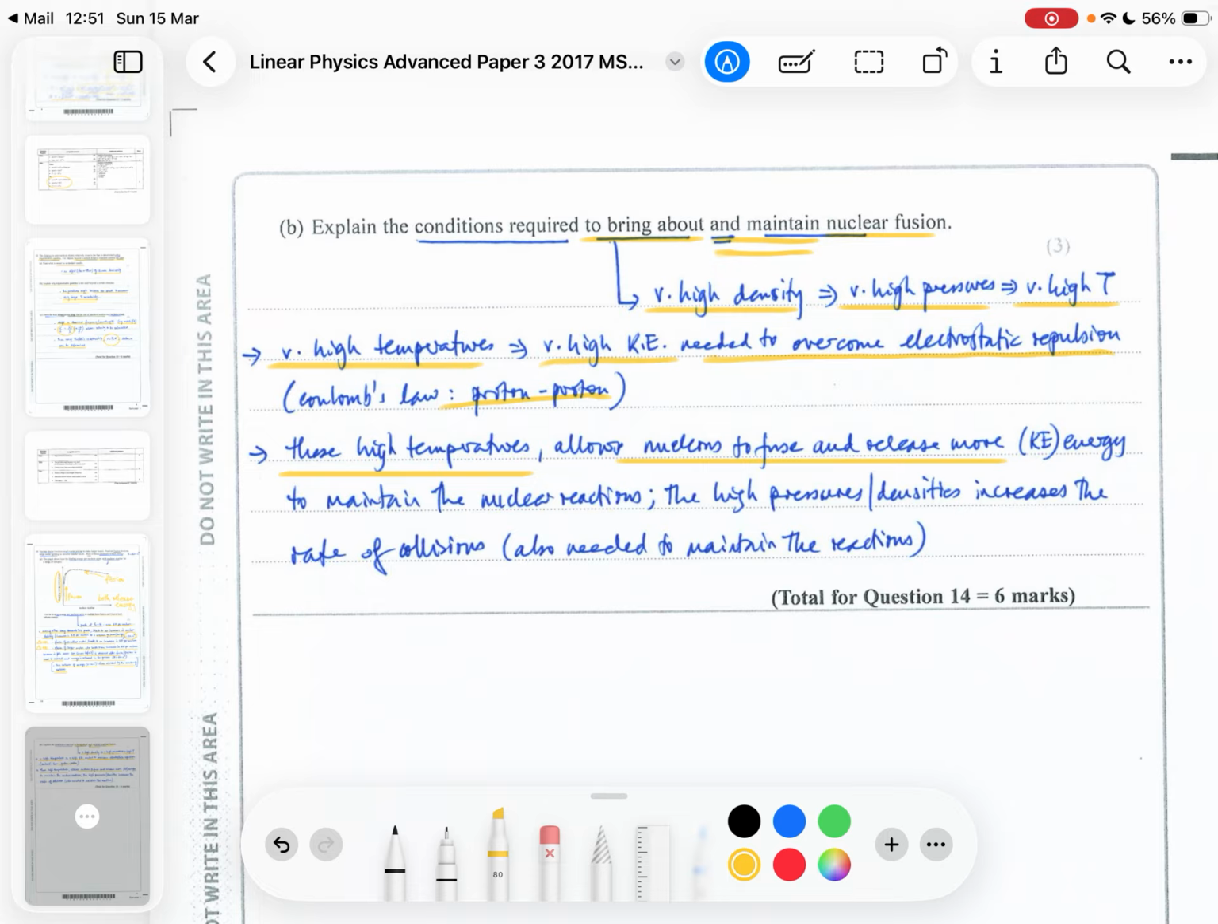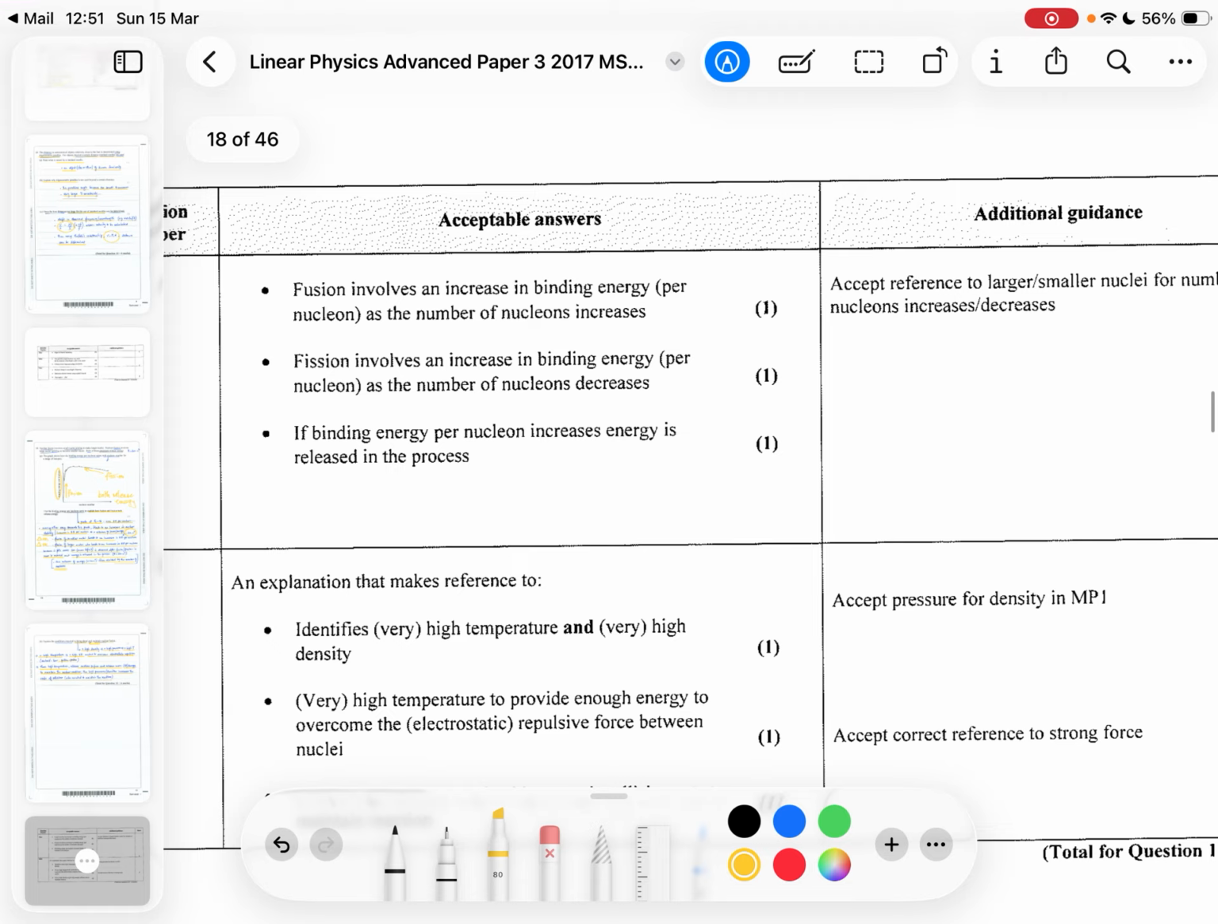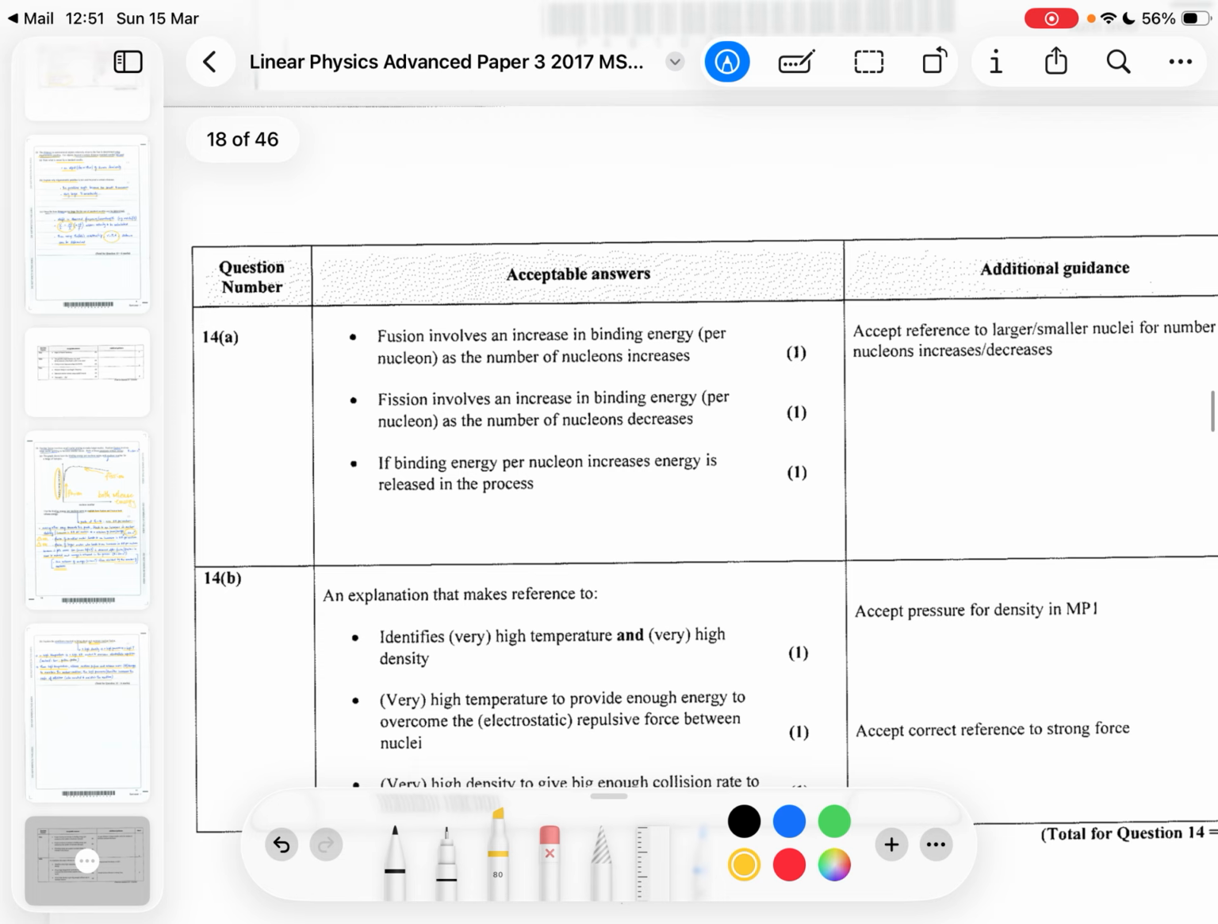And in the process, that release of energy also increases the kinetic energy, which maintains the nuclear reactions. So if you have more kinetic energy coming in, basically you get higher pressures, density increases, and the rate of collisions can be maintained, needed to keep the nuclear fusion process going. Okay, so I hope those 3 arrows between them get everything that's on the mark scheme, which I'll allow you to have a look at in your own time.